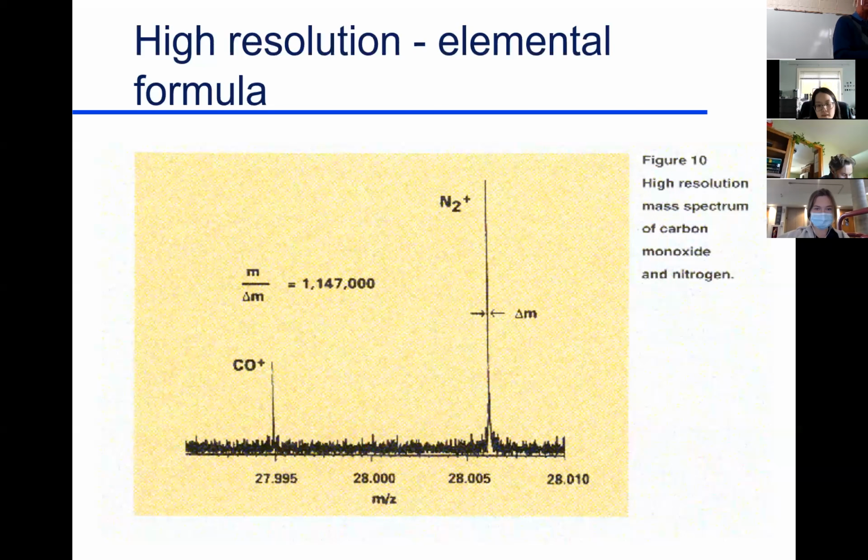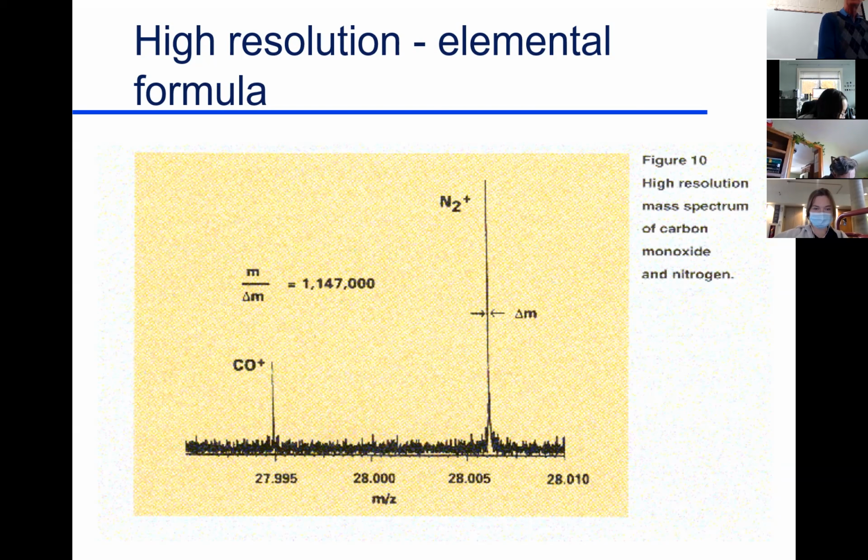About 28, right? What's the molecular weight of CO, carbon monoxide? It's about 28. A low resolution instrument, our normal instruments, would say 28 for both of those. But the high resolution instrument says, that's not 28, that's 27.995. Oh, that can only come from one carbon and one oxygen. Over there, we got 28.005 for our other 28 peak. That can only come from two nitrogens.